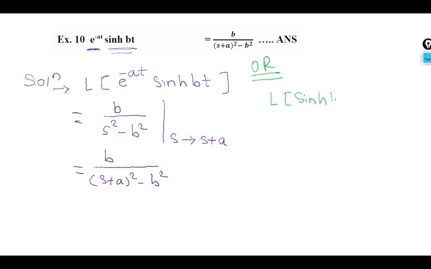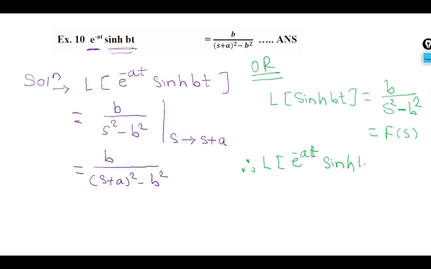You can say Laplace of sine hyperbolic bt is b upon s square minus b square, as it is hyperbolic, the denominator has the minus sign. Then you can say this is f of s. So by first shifting property, Laplace of e raised to minus at into sine hyperbolic bt is f of s plus a. This is by first shifting. So we shifted s to s plus a, and we write the same answer, b upon s plus a bracket square minus b square.